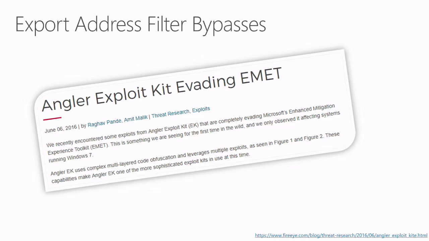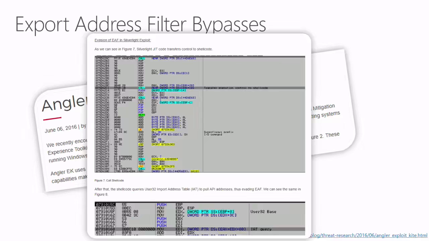And we've seen real, in-the-wild exploits, exploit kits like Angler, where EMET is being used by more and more people, and they want to actually have their exploit work even if EMET is there. So they found a way to bypass EAF. How did they do that?